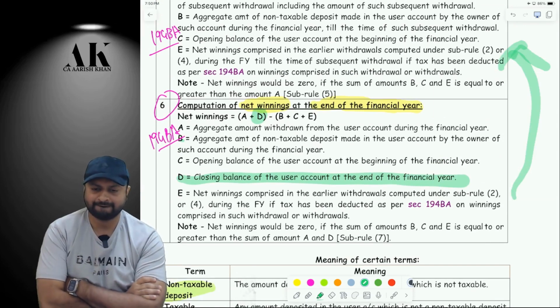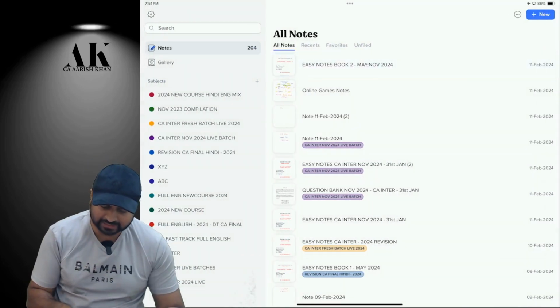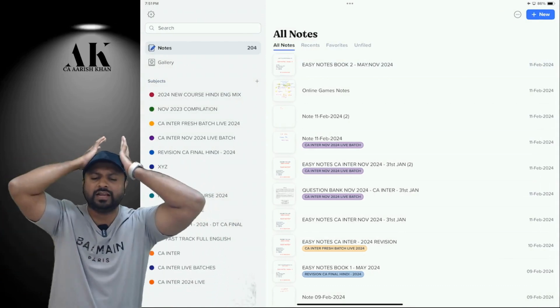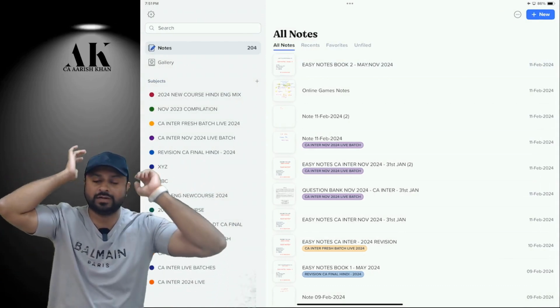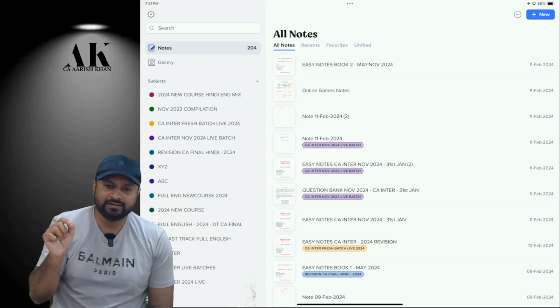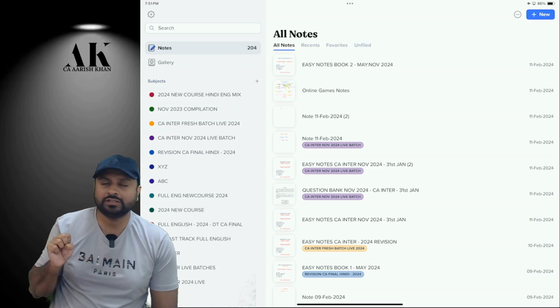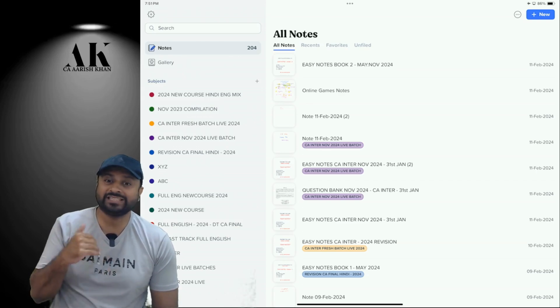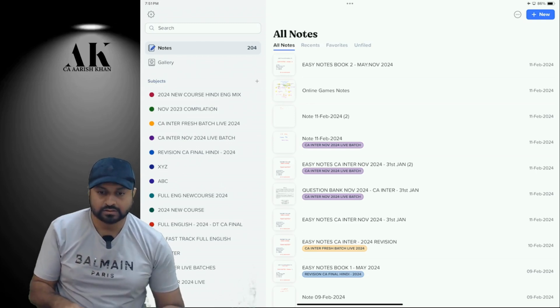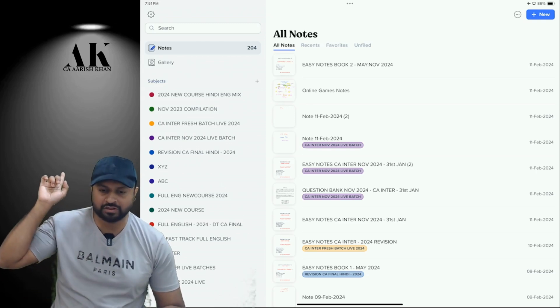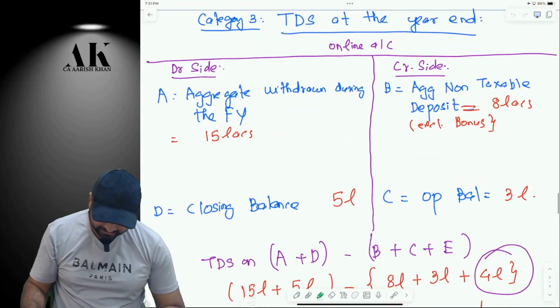Is it clear? Let me give you an example. With the help of an example, we'll understand in a better manner. But without the example, first tell me the formula. For the closing balance, on how much amount will TDS be deducted? A plus D minus B plus C plus E. What is A? Withdrawal. What is D? Closing balance. What is B? Don't say deposit, use the proper word: non-taxable deposit. That is B. What is C? Opening balance. And what is E? The amount which is already subject to TDS in the previous withdrawals. Correct? Now, take this example and get me the answer, please.